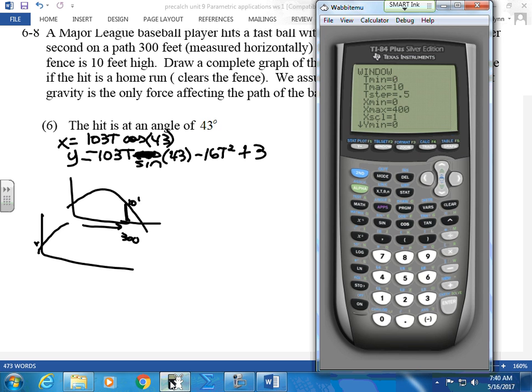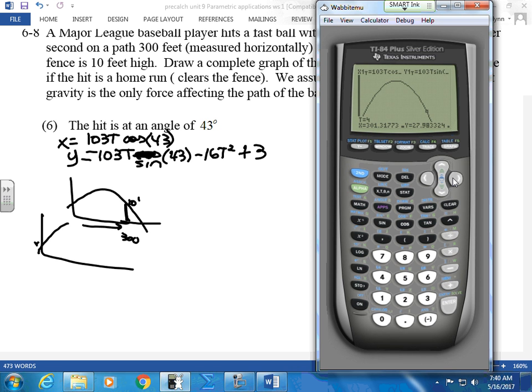So let's take a look at this. All right, so we've got this. So what is it I'm looking for? 300. So I'm going to trace until my horizontal distance, your X, is 300. So here I am right here at 301. So I pass the 300. I look at my Y. My Y is 27 feet. Did I clear the fence? Did I hit a home run?